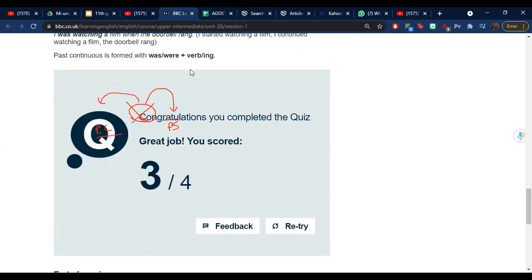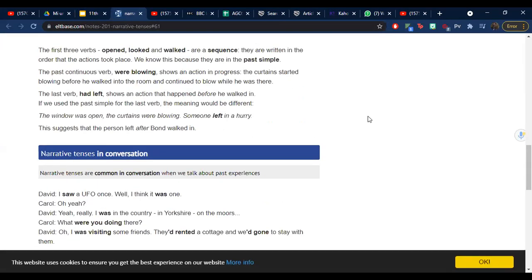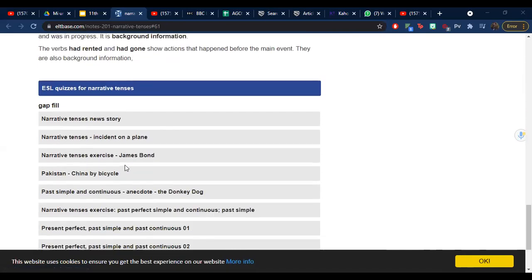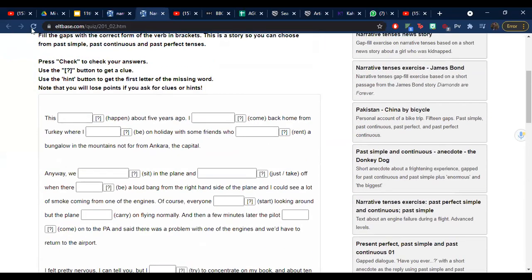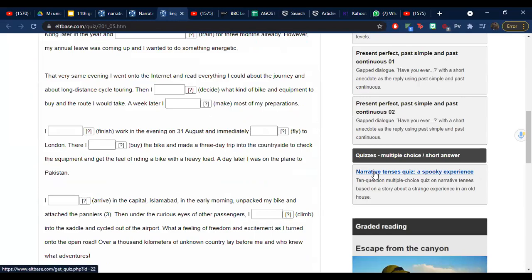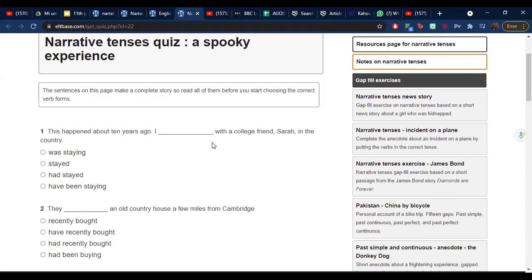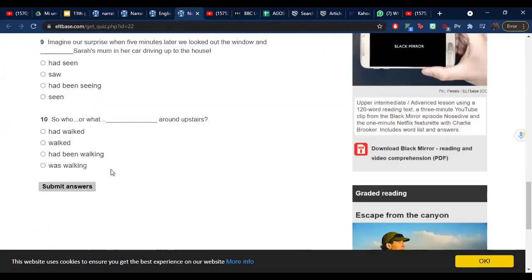Okay, no worries. I'm going to go back to my thing. I have very few minutes, so I'm going to be as fast as possible. Let's take a short story, please. Pakistan, China, bicycle, experience. This one. Okay, this one is perfect. This is a spooky story. Everything is connected. This is a complete story.